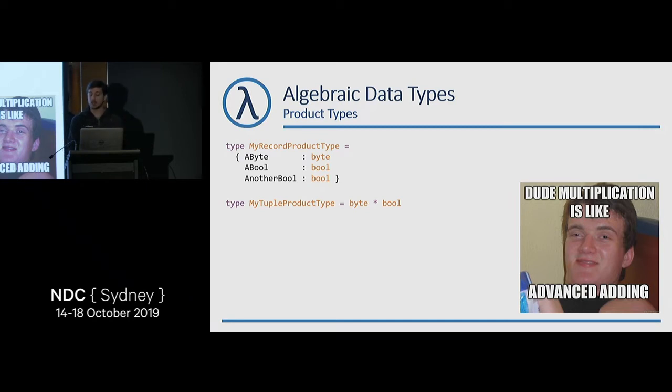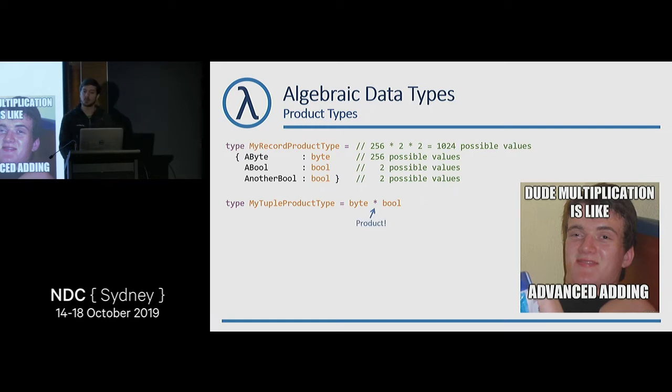So in any instance of the myRecord product type that's up on the slide, we have a byte, a bool, and a second bool. Now they're called product types because the total number of possible values of a product type is the product, or the multiplication, of its parts. So for myRecord product type, it can have 1,024 possible values because a byte has 256 possible values, and a bool can have 2 possible values. So 256 by 2 by 2 is 1,024. And this is why the syntax for tuples in F# uses that star operator, like you can see for that myTuple product type, because tuples are product types.